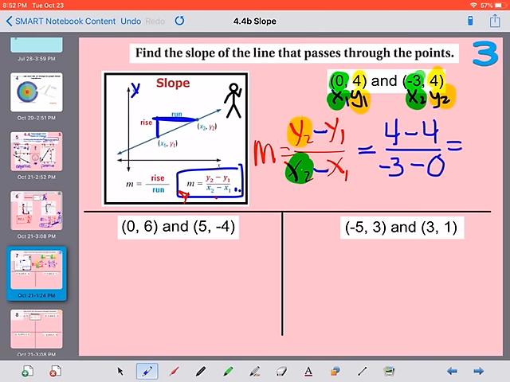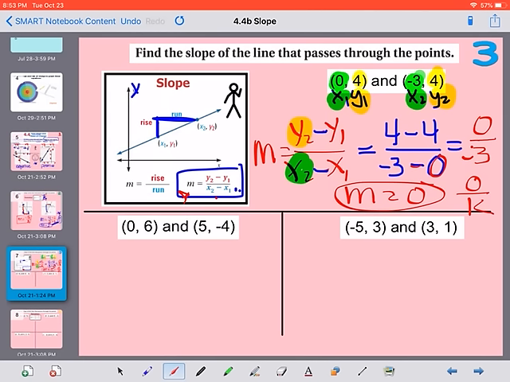And then we just need to simplify. Straight across the top in our numerator, 4 minus 4 is 0. And then on the bottom, -3 take away nothing is still a -3. So our slope is 0 divided by -3. Well, if we look at our poster, that's okay. It's really just a slope of 0. We don't need to plot the points to tell us that this line would just go left to right, slope of 0.